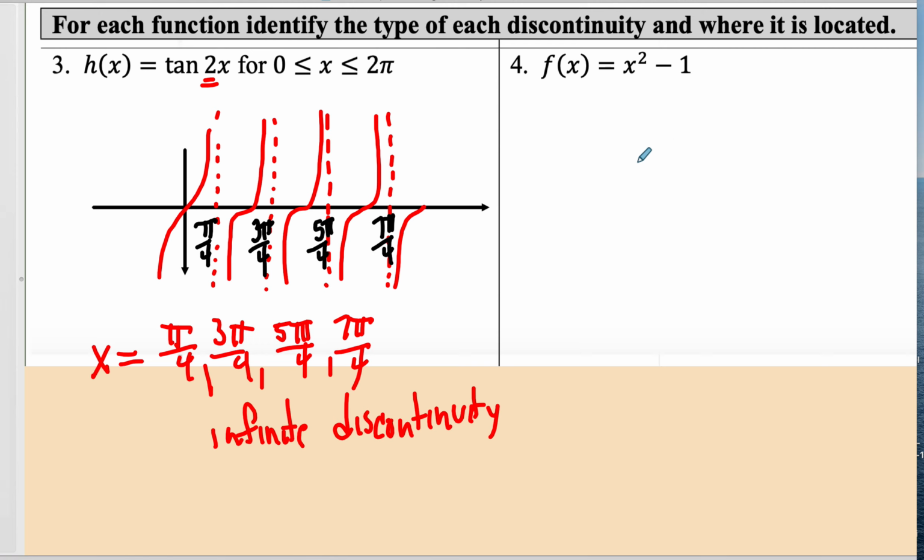Number 4 is a parabola, and a parabola is well behaved, it's nice and smooth, so this function is continuous. There will not be any place where we have a point of discontinuity.